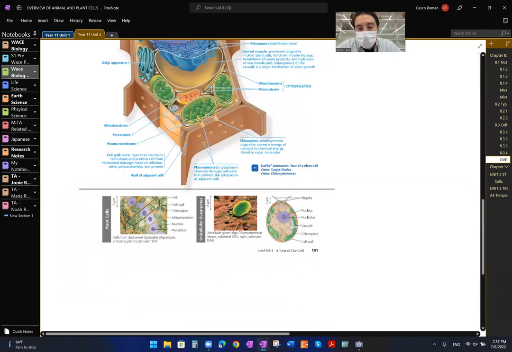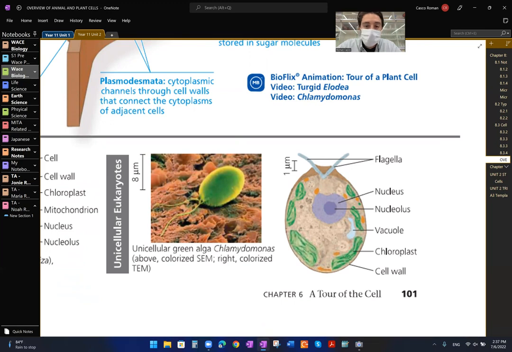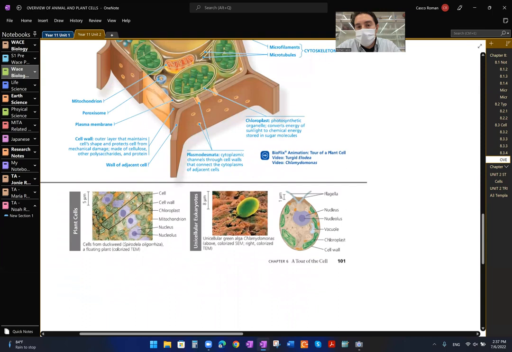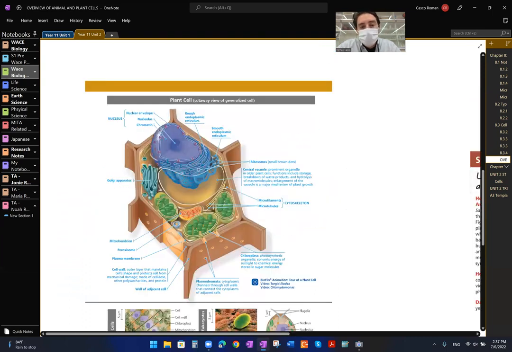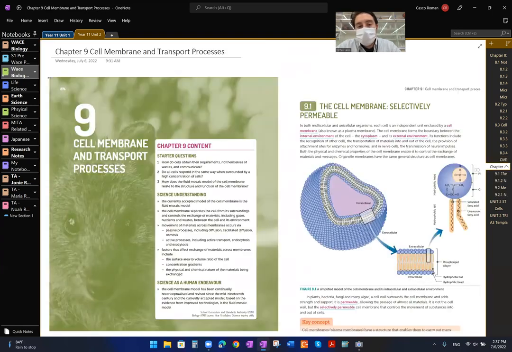Like this type of green algae here, to give you a good sense of how different organisms look, not just multicellular organisms, but unicellular organisms also. Okay, so again, take your time to analyze this table and these diagrams. All right. So the actual class that we're supposed to talk about today is the cell membrane, right?